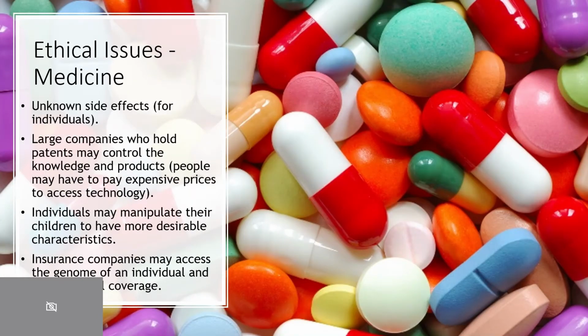Related to medicine, there could be unknown side effects for individuals. Large companies who hold the patents may control the knowledge and products, and so that would make that technology and those products very expensive. Individuals may manipulate their children to have more desirable characteristics, and insurance companies may access the genome of an individual and deny medical coverage.